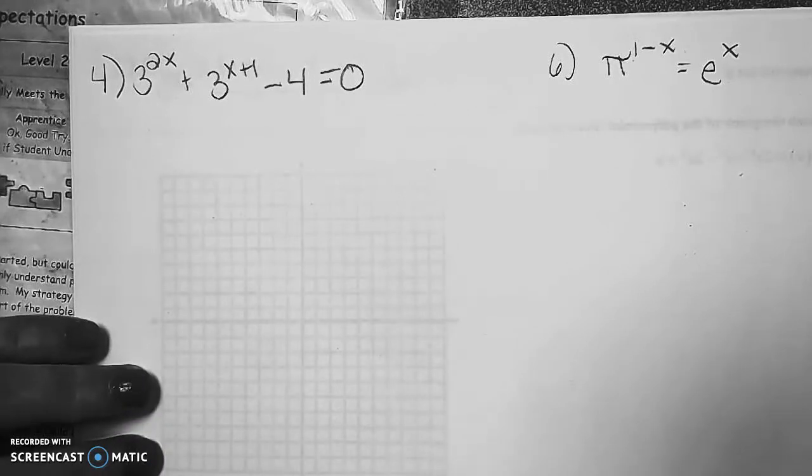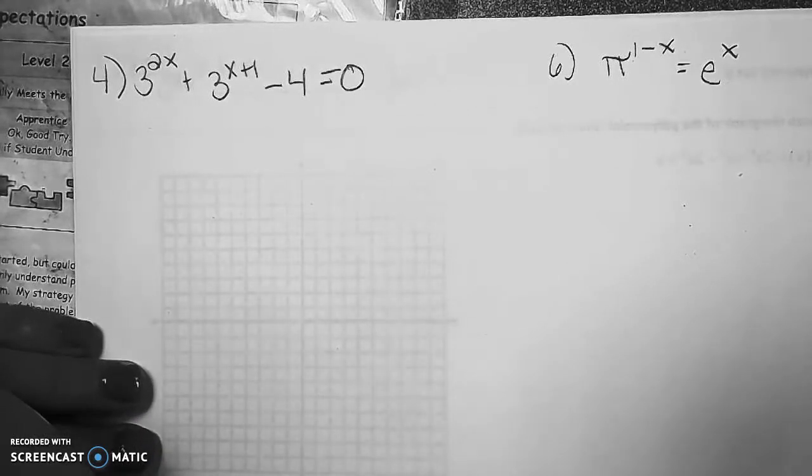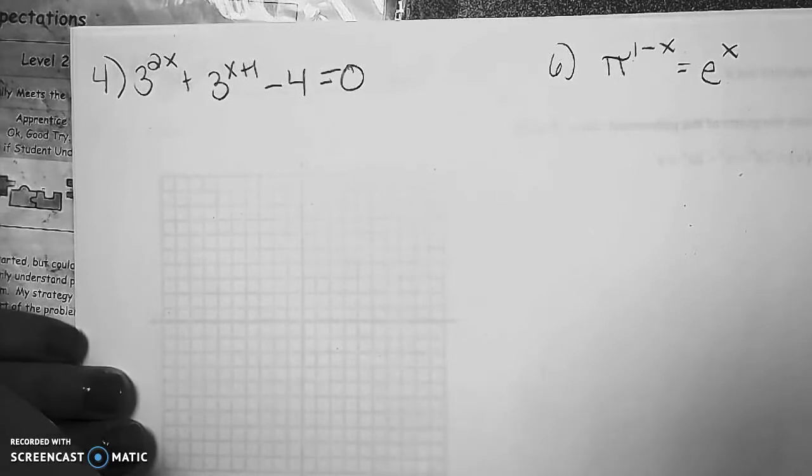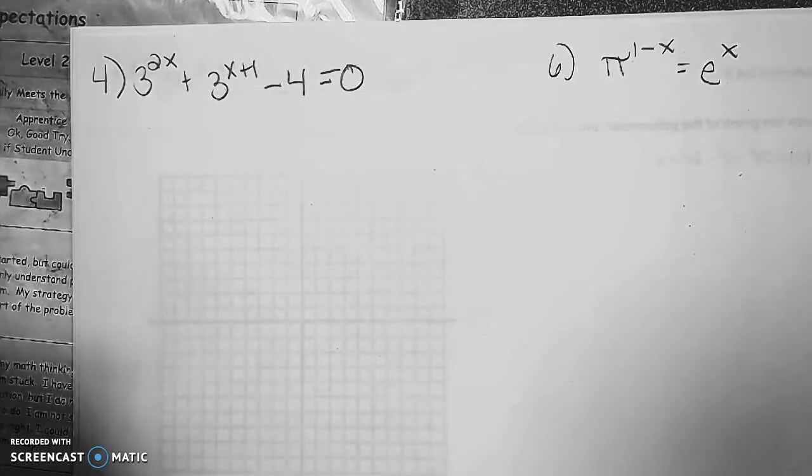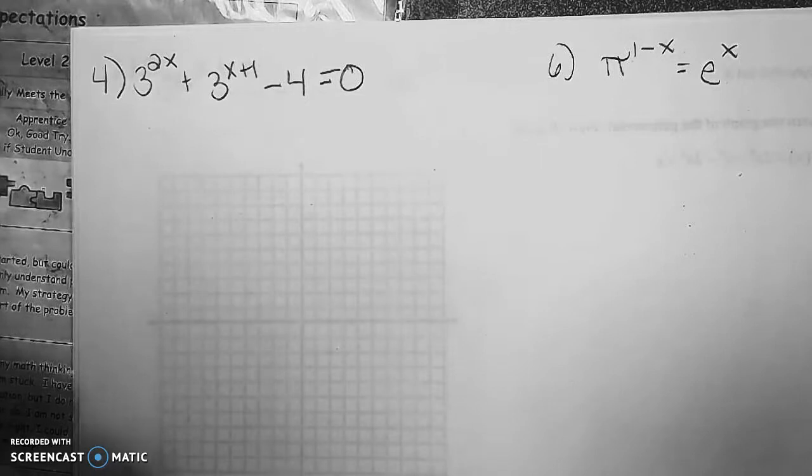Good morning. We're looking at homework 7.10. This is homework that was assigned Friday, so we're going over some of the questions that were asked in the Google form. So we're solving exponential and log equations, and the first one we're going to look at is number 4.